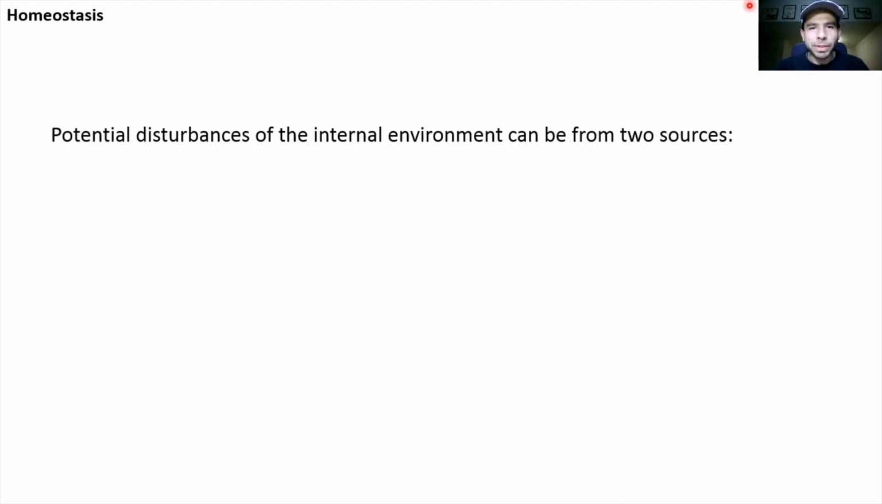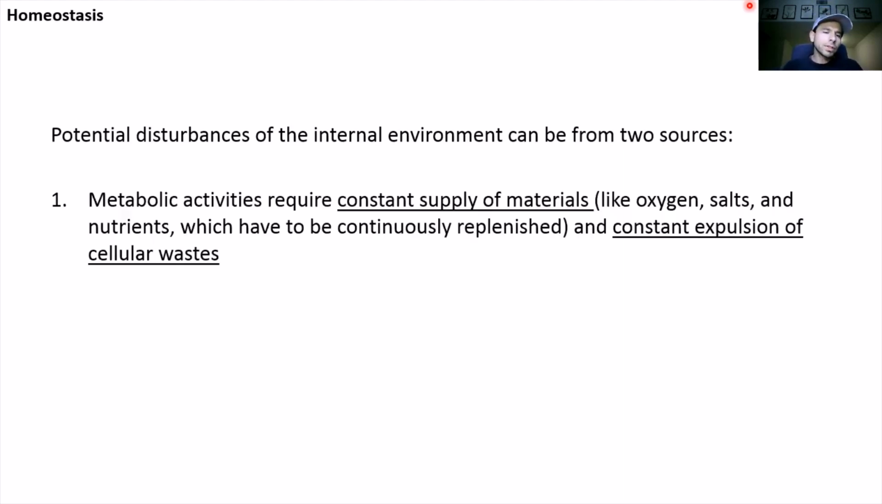Basically, disturbance can occur from two possible sources. First, the metabolic activities require a constant supply of materials, like oxygen and salts and nutrients. They have to be constantly replenished, and also metabolic activities require a constant expulsion of cellular waste. So this constant need to bring in new things and a constant need to get rid of wastes creates disturbance.